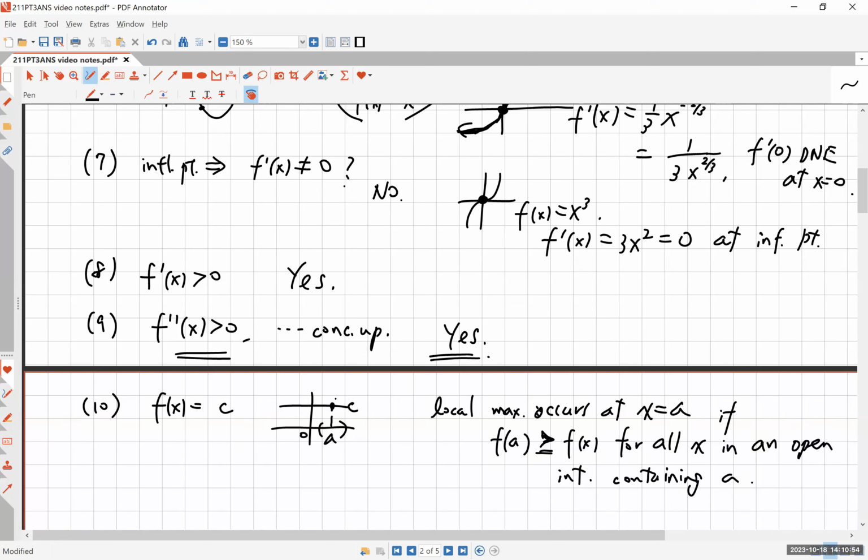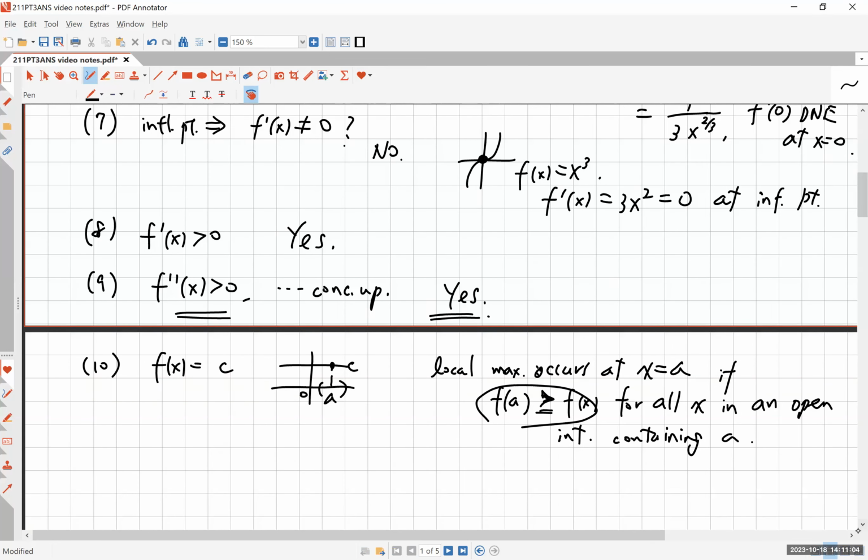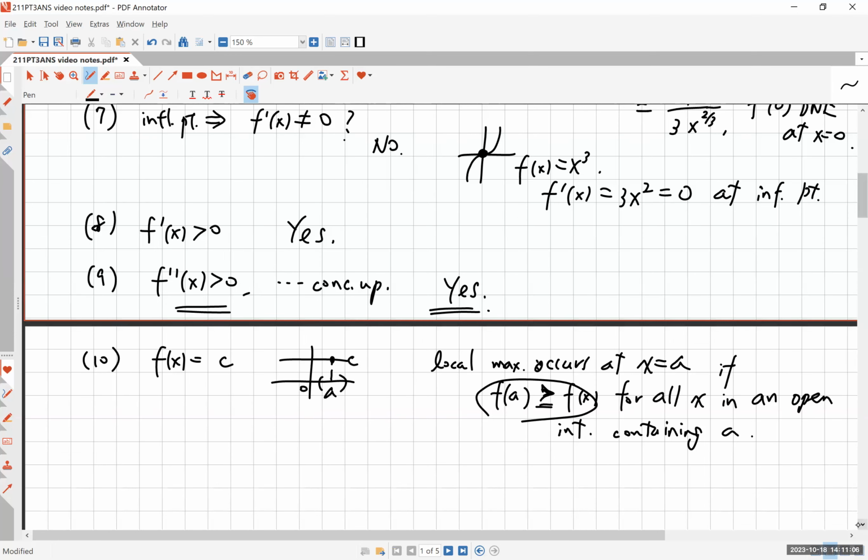By definition, because it is equal to f of x for all x in the interval, it happens to be a local maximum. Did you get that? Every point on this graph is actually a local maximum by definition. Well, then is that always going to be a local minimum also? Yes, because of the definition. A local minimum is, of course, the other way, but it still has the equal sign. So by definition, every point is a local maximum as well as a local minimum.